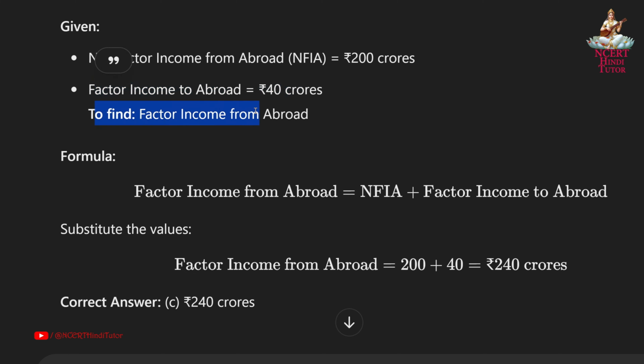To find factor income from abroad, the formula is: factor income from abroad is equal to NFIA plus factor income to abroad. Substitute the values. Factor income from abroad is equal to 200 plus 40, which is equal to 240 crore rupees. So the correct answer is C, 240 crore rupees.